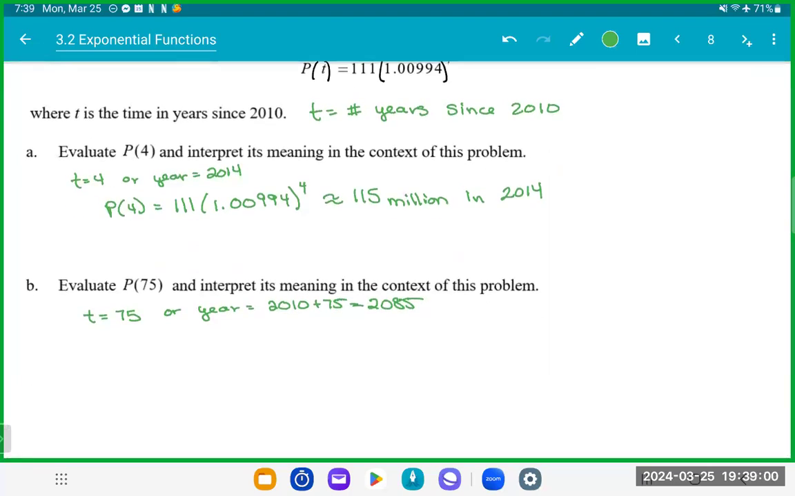So what would the population in Mexico be approximately in 2085? So this is P of 75 equals 111 times 1.00994 raised to the 75, and that is approximately 233 million. So there's approximately 233 million people for the population of Mexico projected in the year 2085. Okay? Question.